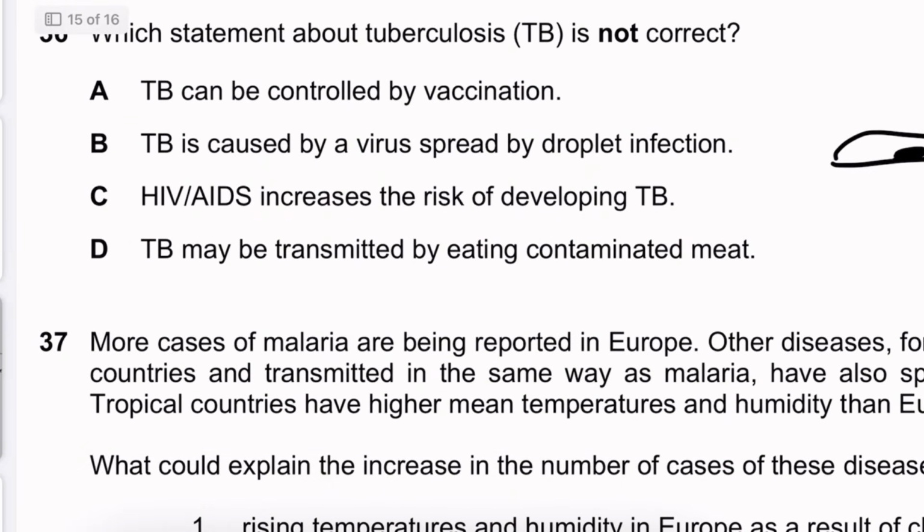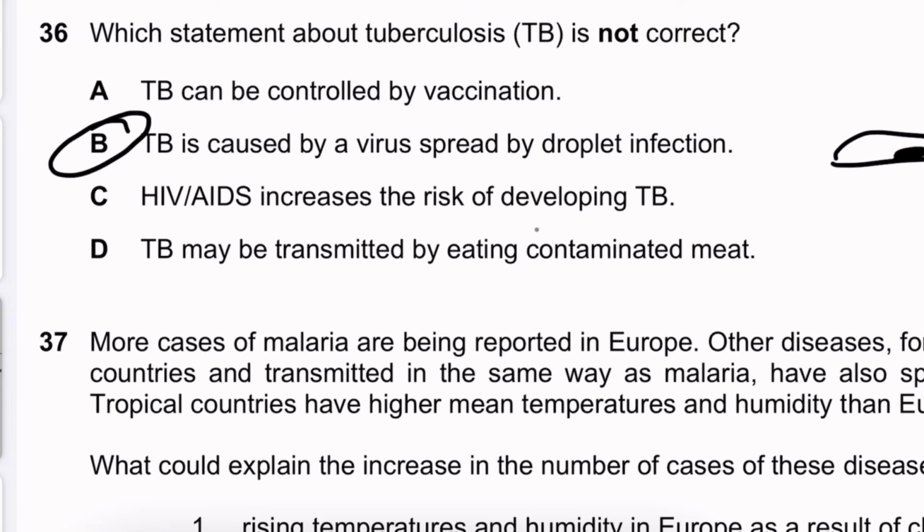Which statement about tuberculosis is not correct? Tuberculosis can be controlled by vaccination. That is true. There is a vaccine for TB. Tuberculosis is caused by a virus. Okay, that's not correct. It's caused by a bacterium called Mycobacterium tuberculosis or Mycobacterium bovis. So B is the wrong answer.